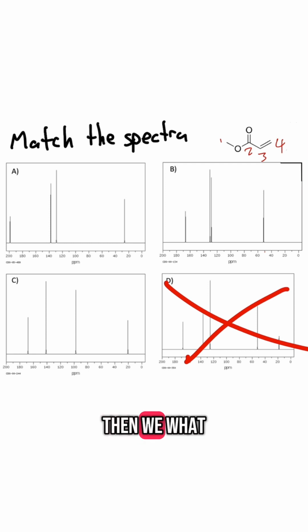Then what I like to do is look at the alkene region, but it's kind of tough. Remember the alkene region is roughly around 100 to 150, and we have 2 signals. Each of these kind of fits that. It's kind of hard to say, it's not really definitive. So what we can do is go to the carbonyl.